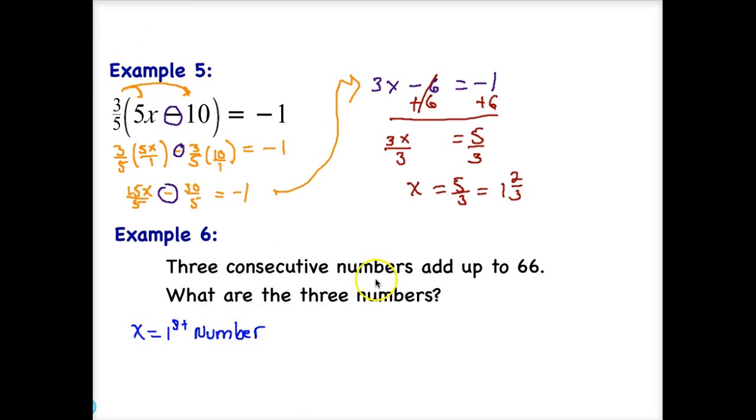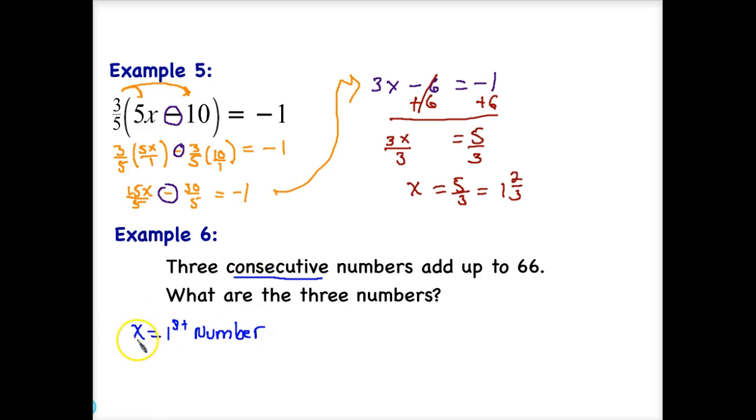3 consecutive numbers add up to 66. Well, what does consecutive mean? Consecutive means it follows one after the other. So if I start with 3, then 4 and 5 would be the next consecutive numbers. If I started with 100, then 101, 102 would be the next two consecutive numbers. So in order to solve a problem like this, we need to use symbols to help us.